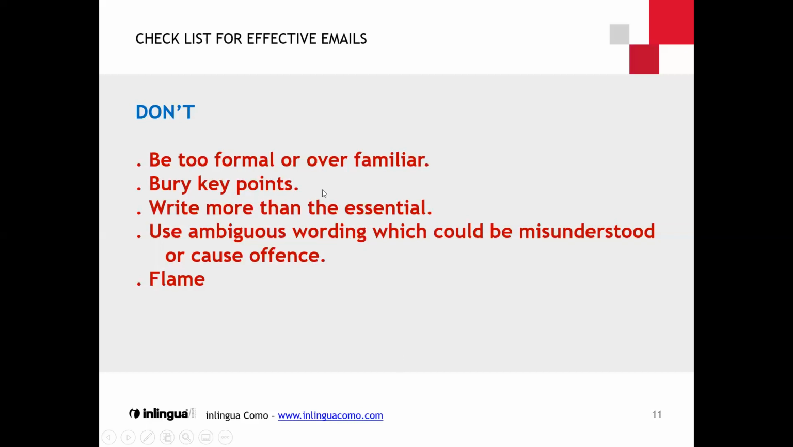Okay, don't bury key points. Sometimes when emails are quite long, you want to make sure that the important things stick out. So what you can do is use bullet points. In this case, the key points will stick out right away from the email and you will be able to identify them. Write more than the essential. As we said, one of the things on the do side was be concise and brief. Also here, writing more than the essential is not really correct in an email. You should concentrate exactly on what you want to say.